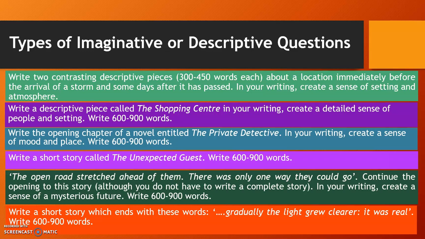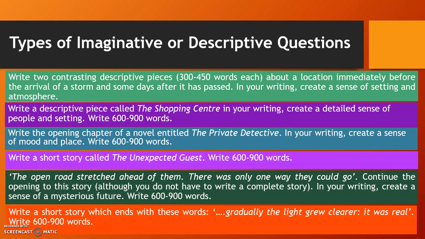Now let me read the fourth prompt for you. Write a short story called The Unexpected Guest. Write 600 to 900 words. In the fourth prompt, you are given a title again. Suppose it's a fact that I had a guest who was not actually invited. When I start writing about that guest, I recreate that event. It is narration, but keep description inside.